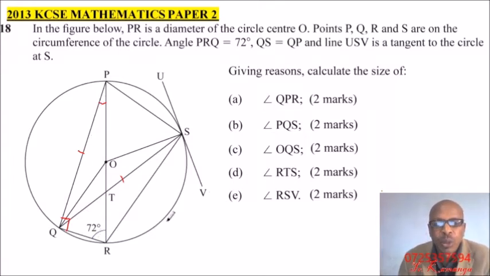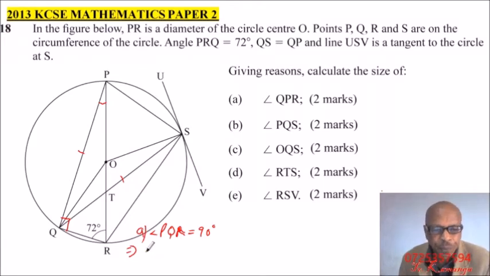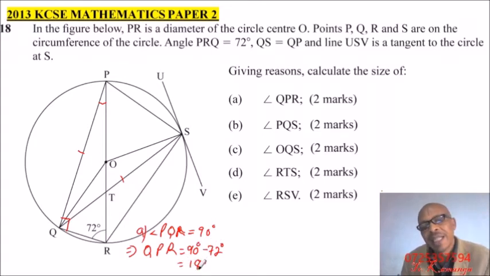Therefore, 72, so we can start by saying PQR. We can say angle PQR is equal to 90 degrees because PR is the diameter, implying that, this is part A of the question, implying that we have QPR is equal to, the two angles add up to 90, so it is 90 minus 72 degrees, and this should give you 18 degrees. So here you will be able to get 2 marks.